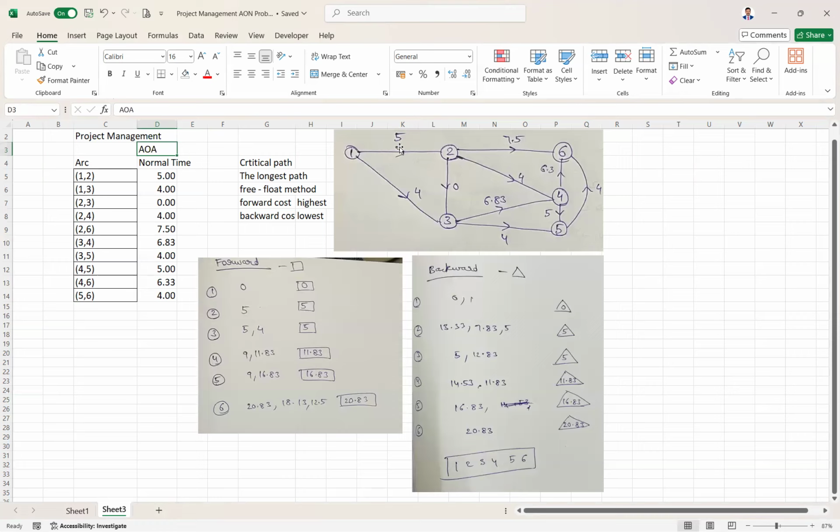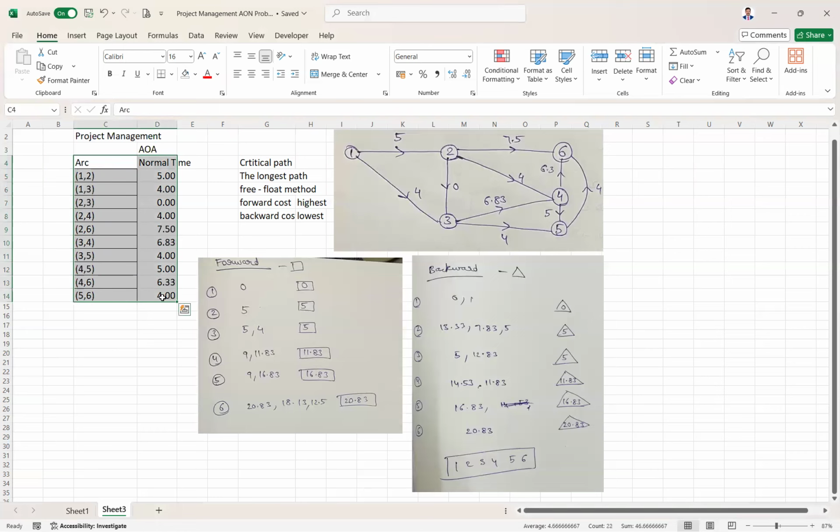Sometimes these values, the time duration required, are mentioned with the nodes itself. Then it is called activity on the node. In this video, we are doing the activity on the arc problem. Activity on the node we will be doing in the next problem. So this is the basic problem which will be given.